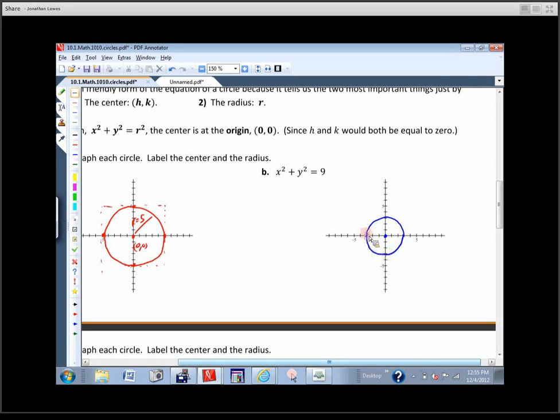Okay, so there's the circle. And if it's pretty small, just say that the center is 0, 0. So indicate what it is, and then label that the radius in this particular case is 3. It's that simple on easy ones. Any questions there? So let's flip the page over and let's take a look at the next type of problem.